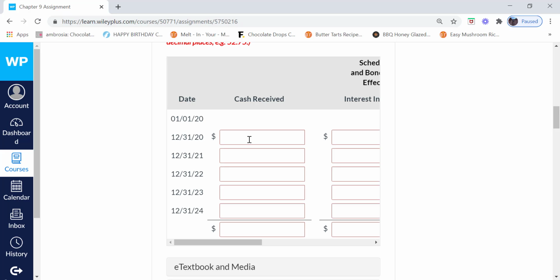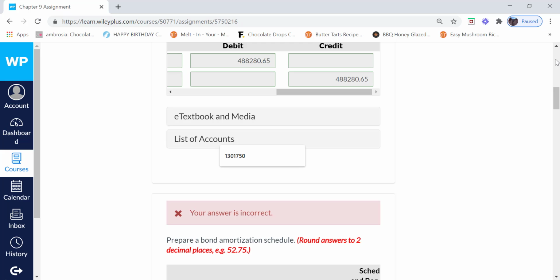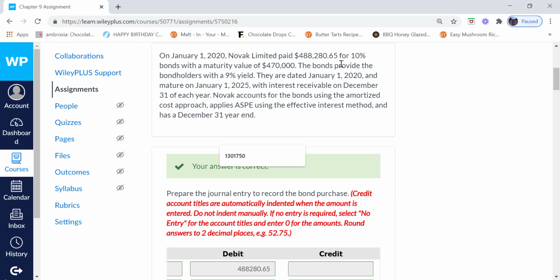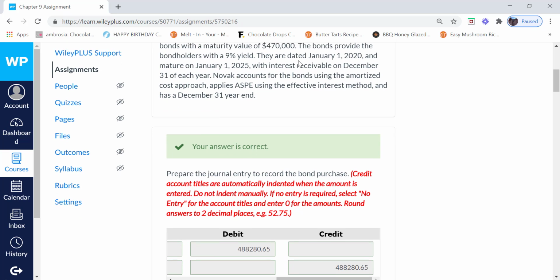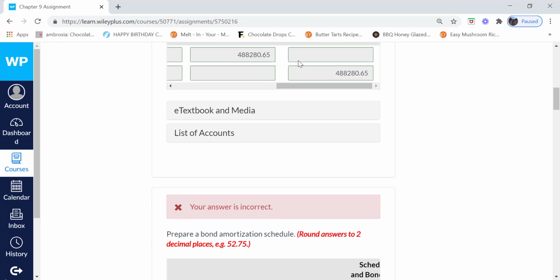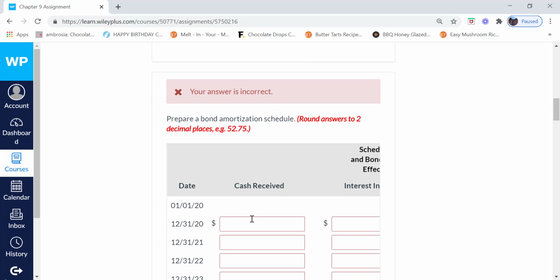So the cash received is always the coupon rate times the face value of the bond. So we have a $470,000 bond, and again, watch the rates. You want the bond rate, the 10%, not the yield. So on an annual basis, this bond is going to pay $470,000 times 10% or $47,000. So that's going to go there.